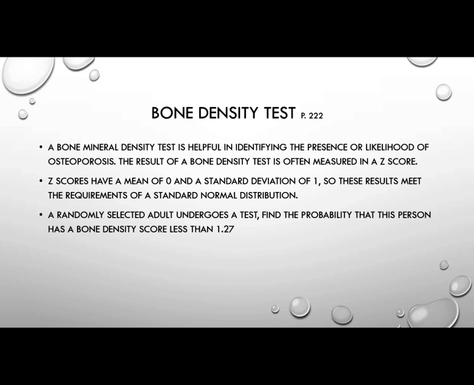Alright, so from page 222 in your book, here's an example. It says a bone mineral density test is helpful in identifying the presence or likelihood of osteoporosis. The result of a bone density test is often measured in a z-score. So z-scores, like I said, have a mean of 0 and a standard deviation of 1. So these results meet the requirement of a standard normal distribution. So a randomly selected adult undergoes a test. What is the probability that this person has a bone density score less than 1.27? So that is a z-score that is less than 1.27.